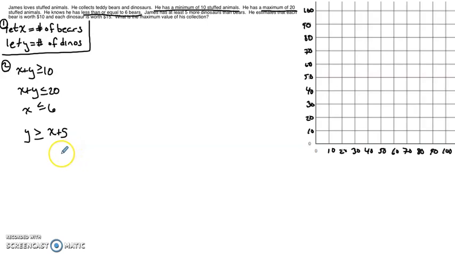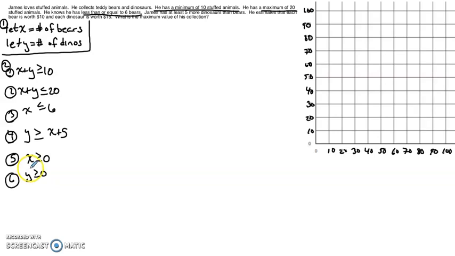Now remember, we always have 2 other inequalities when we're dealing with optimization. He can't have a negative number of bears, and he can't have a negative number of dinosaurs. So we're always going to write x is greater than or equal to 0, and y is greater than or equal to 0, even though those aren't mentioned explicitly. And I'm going to number these as well: 1, 2, 3, 4, 5, and 6.